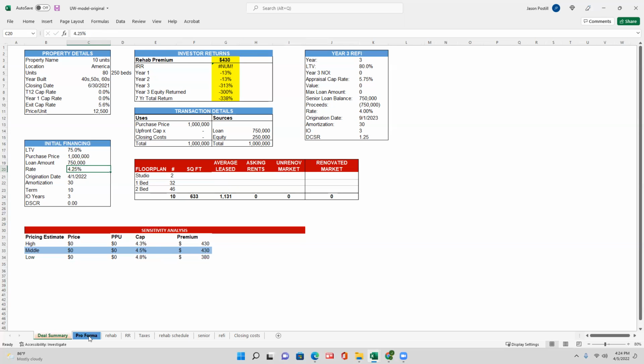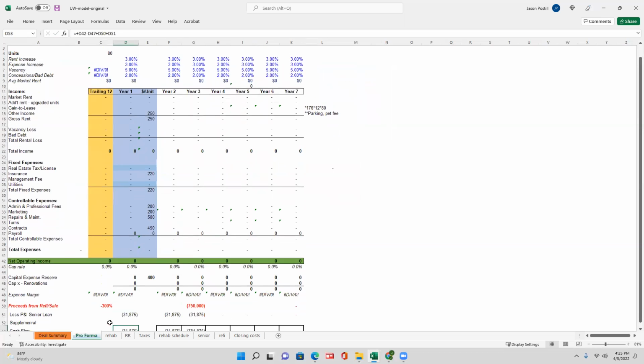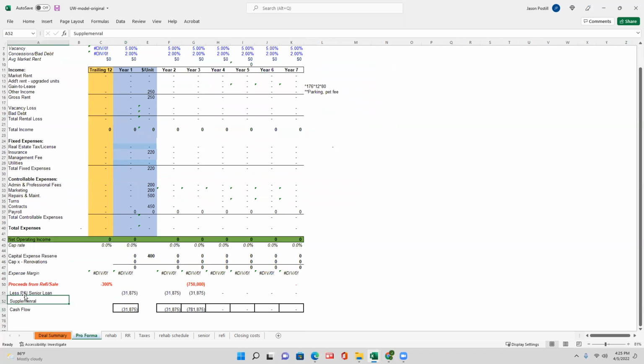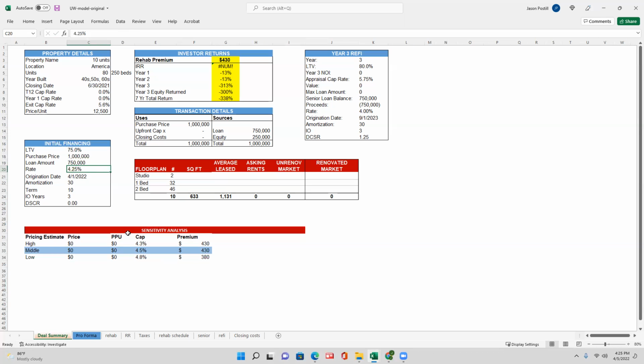So now if you go back to the pro forma tab, you're going to see your debt service. It's under the NOI, right? So your debt service is going to be here. So see the 3 years IO, that's going to be your payment. Then it'll show your net cash flow down here, right? This is your net cash flow. Now this loan, senior balance 750, you can do a refi. We don't know the valuation yet, so we're going to come back to this.